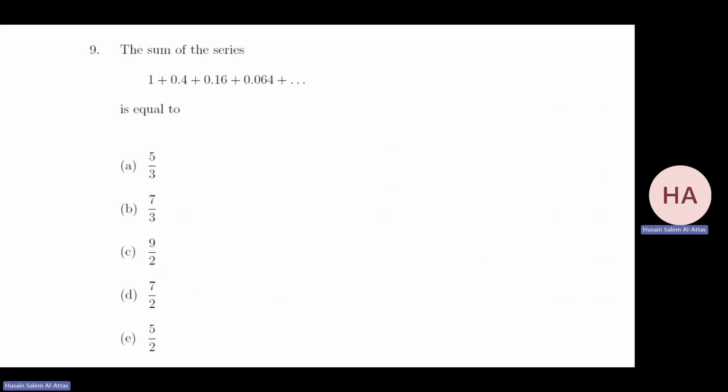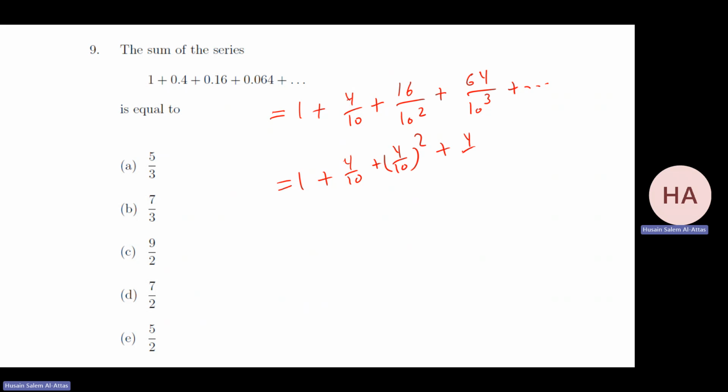Let me do this one. What will be this? It's 1, plus 4 over 10, plus 16 over 10 squared, plus 64 over 1000, 10 cubed, plus. So it's 1 plus 4 over 10, plus 4 over 10 squared, plus 4 over 10 cubed. Now, very clear, this is geometric.